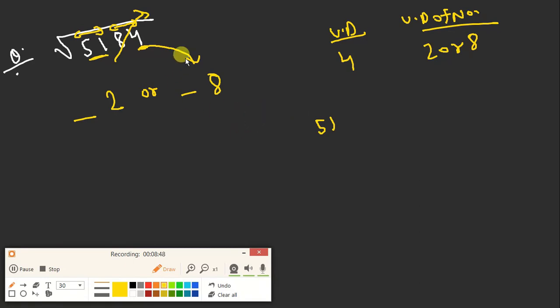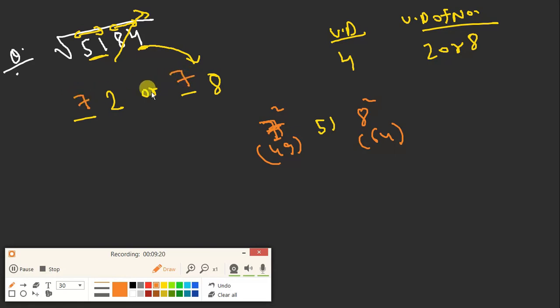Now you have to see between which squares this 51 is coming. You will be able to notice that it is coming between 7 square, which is 49, and 8 square, which is 64. Okay, so this 51 is coming between 7 square and 8 square. So you have to write the first digit, the starting number, which is 7. So we will write 7 both here also and here also.